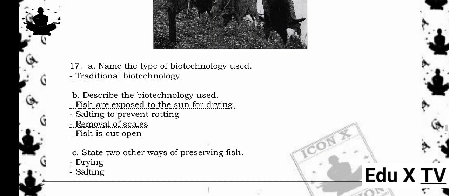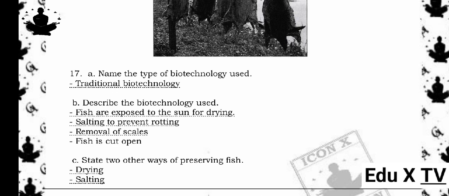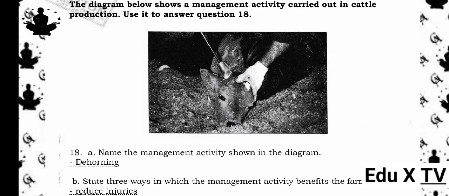The diagram below shows an activity carried out in fish production. Use it to answer question 17. 17. A. Name the type of biotechnology used. Traditional biotechnology. B. Describe the biotechnology used. Fish are exposed to the sun for drying. Salting to prevent rotting. Removal of scales. Fish is cut open. C. State 2 other ways of preserving fish. Drying. Salting.